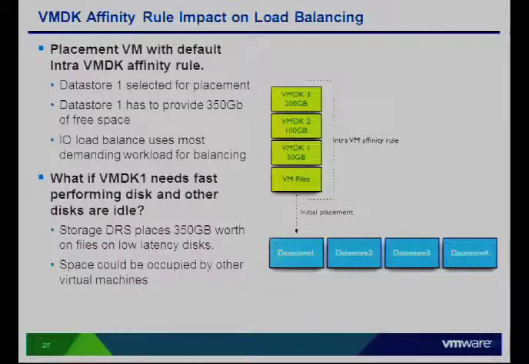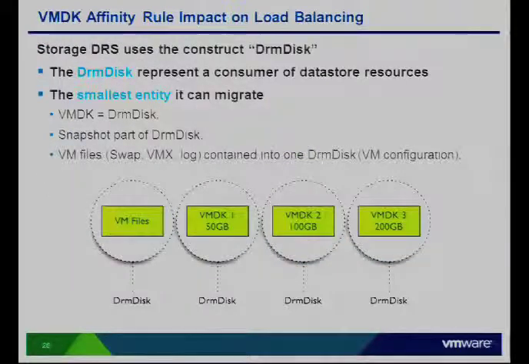Right, so what is the real atomic level of Storage DRS? So this is the DRM disk. So the DRM disk can contain all the VM files or the VMDK of the VM, including their snapshots. And those are really the smallest entities Storage DRS can migrate across data stores.